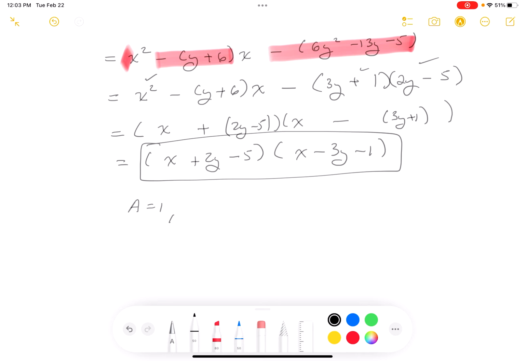A is 1. The b is minus y plus 6. And the c is going to be minus 6y squared minus 13y minus 5. My trouble with this is it's a lot of work. I'm not saying anything wasn't a lot of work, but I got to write down the quadratic formula now with this understanding of what the a, b, and the c are, right?